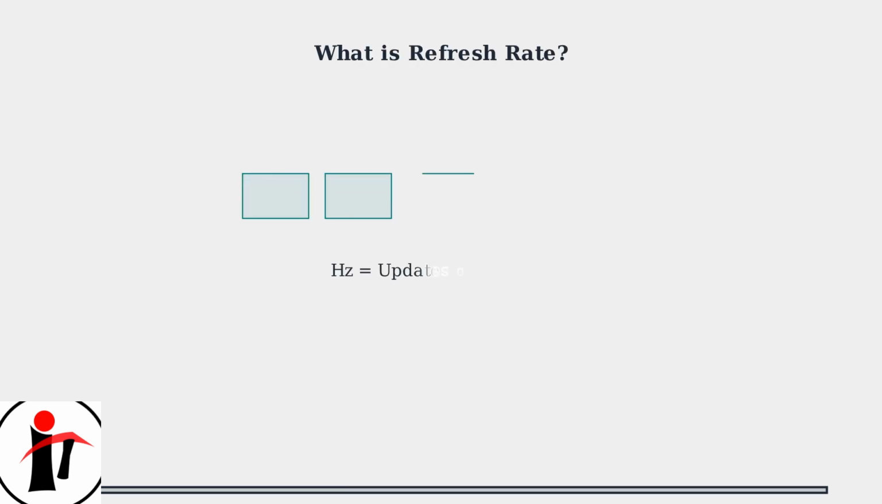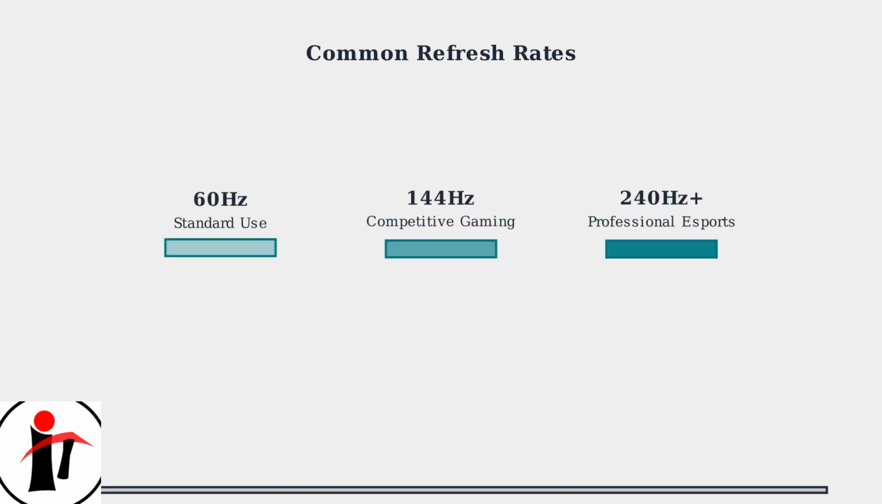Refresh rate, measured in hertz, indicates how many times per second your monitor updates the image on screen. Think of it as how frequently your display refreshes what you see. Common refresh rates include 60 Hz for standard use, 144 Hz for competitive gaming, and 240 Hz or higher for professional esports. Higher refresh rates provide smoother motion and reduced input lag.